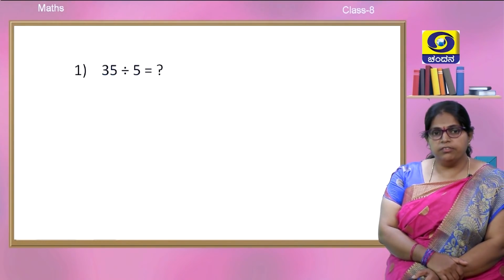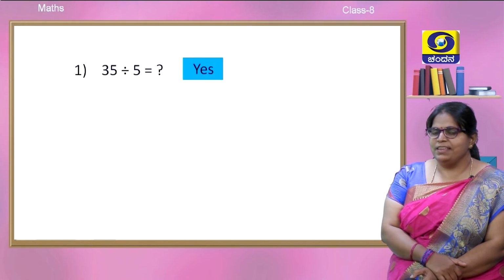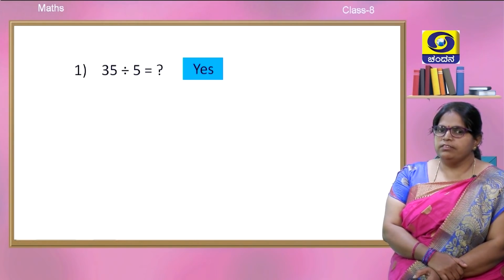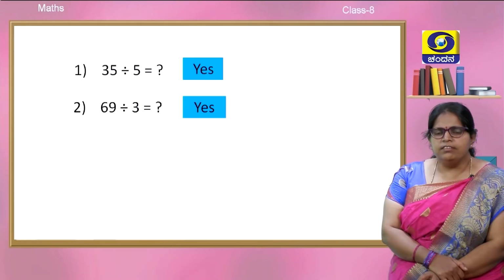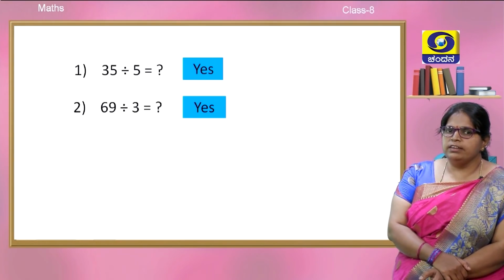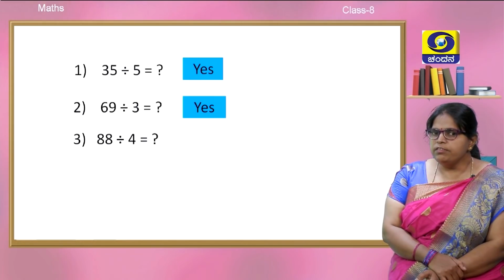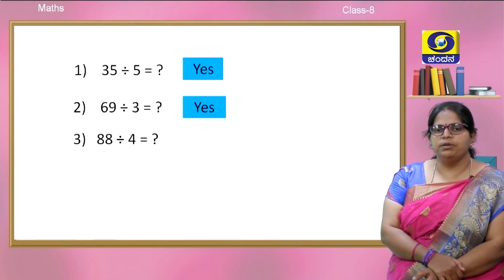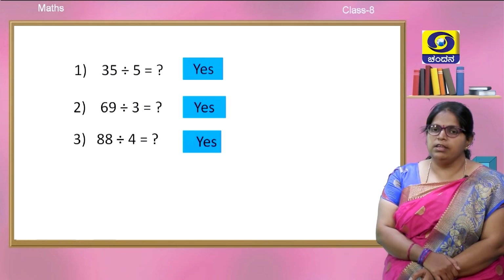Now children, tell me, is 35 divisible by 5? Yes, you are right. 5 sevens are 35. It is divisible by 5. Is 69 divisible by 3? You are right. It is divisible because 3 23s are 69. Is 88 divisible by 4? You are right. It is also divisible by 4 because 4 22s are 88.